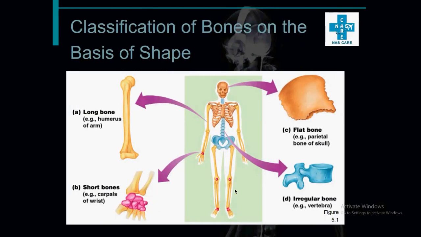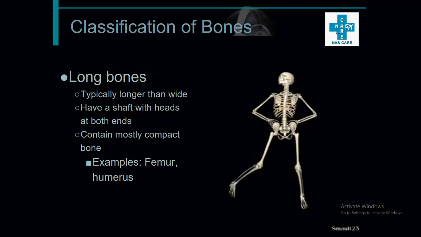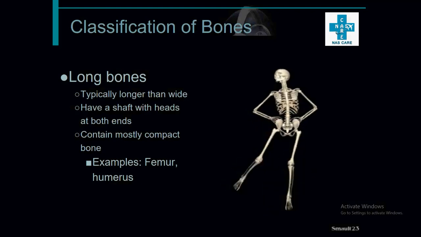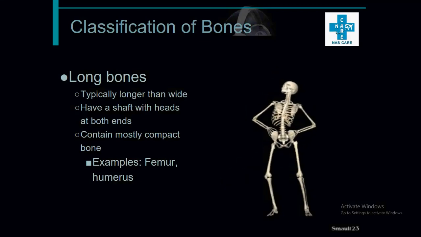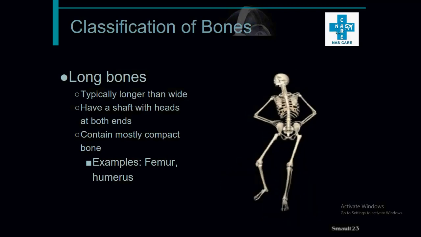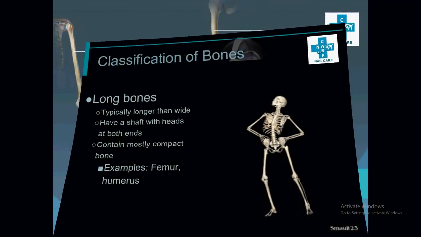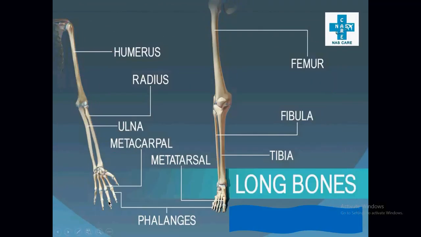The classification of bones on the basis of shape. We have flat bones, irregular bones, long bones, and short bones, and we will take an example of each of them. The long bones are typically longer than wide. They have a shaft with heads at both ends, and they contain mostly compact bone, such as the femur and the humerus. Here we see the humerus, radius, ulna, metacarpals, metatarsals, phalanges, fibula, tibia, and femur.